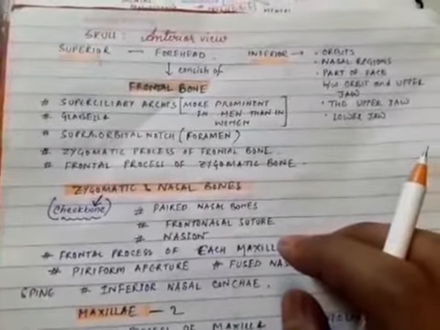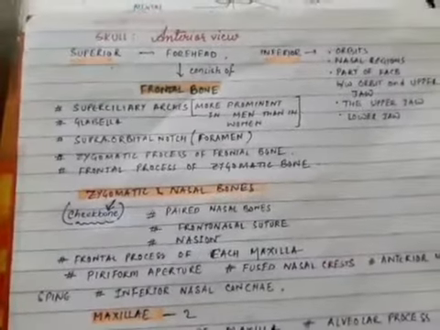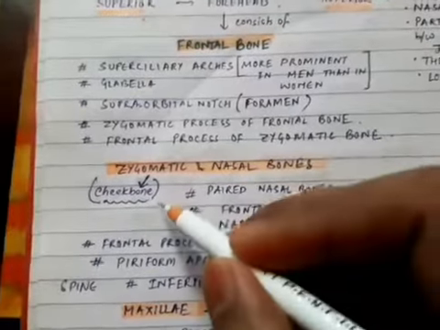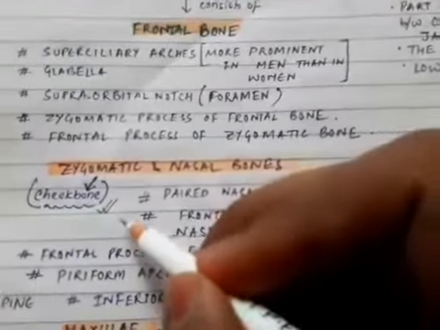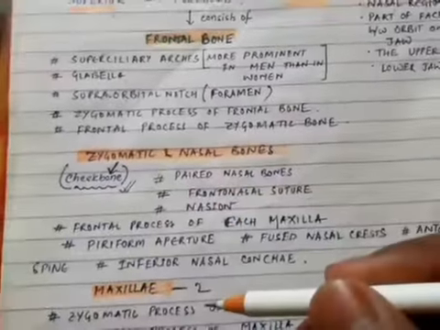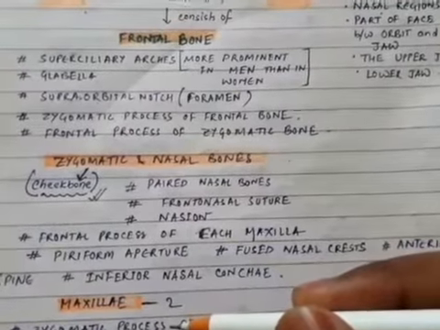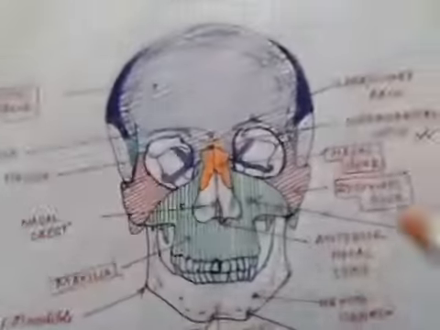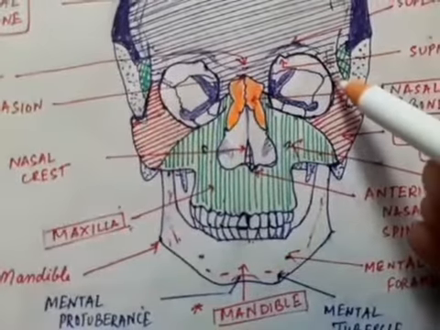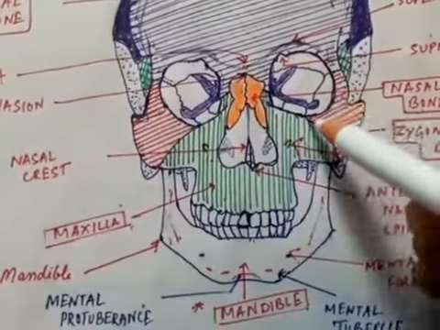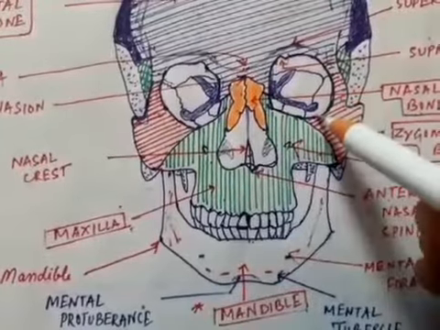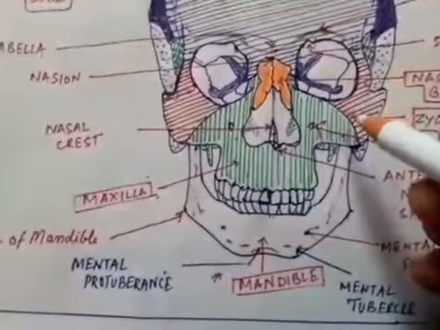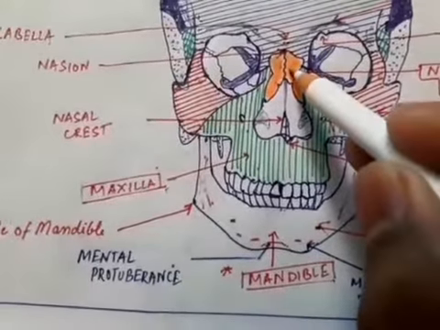The second bone is the zygomatic and the nasal bones. So zygomatic bone is also called cheek bone. The prominence of the cheek is due to these bones, zygomatic bones. The lower lateral rim of the orbit, as well as the lateral part of the inferior rim, is formed by zygomatic bone. At the superior end, in the nasal region, there are paired nasal bones.